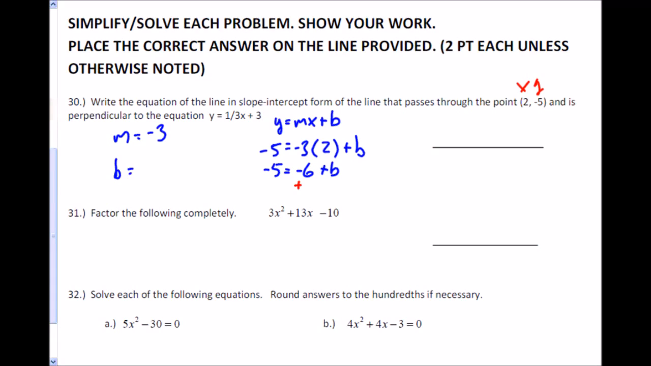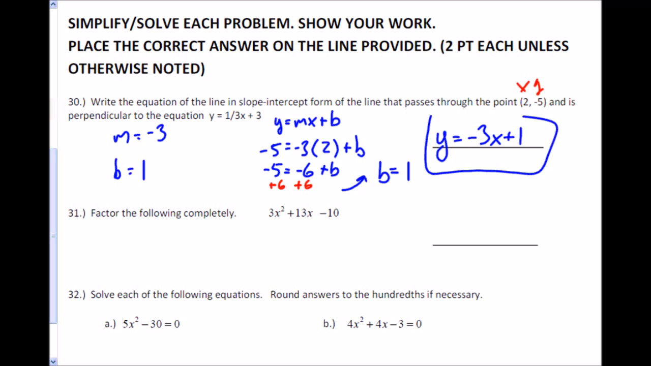I add the 6 to each side, and I find out that b equals a +1. So now the equation for this guy is going to be y equals -3x plus 1, and that's it.